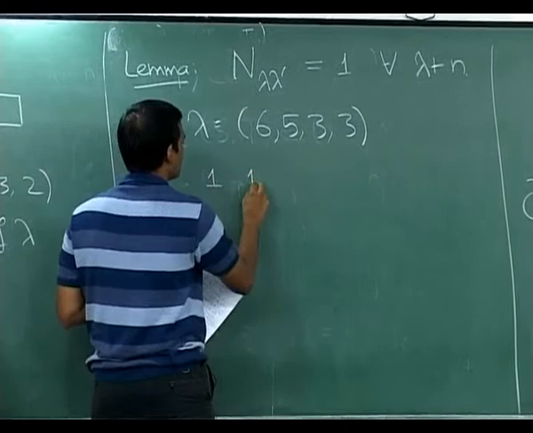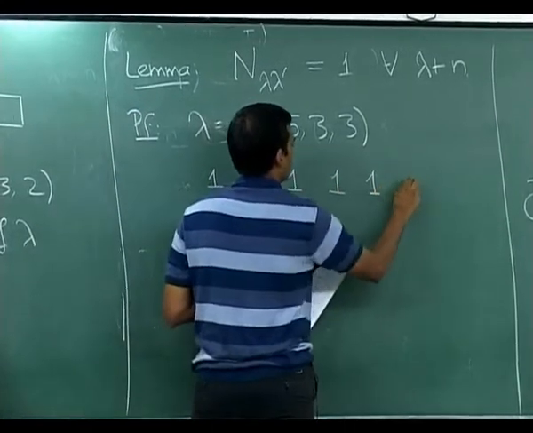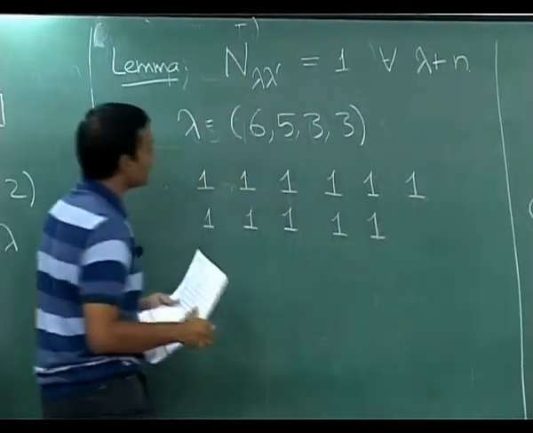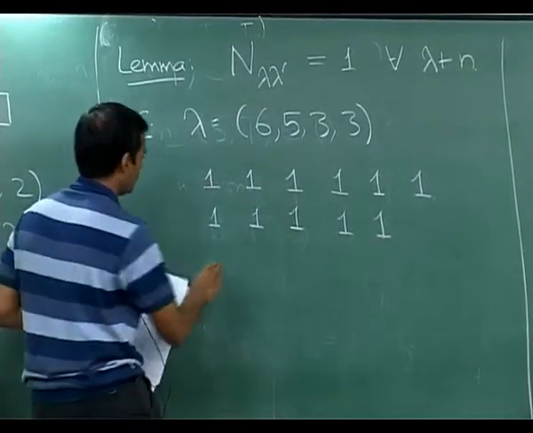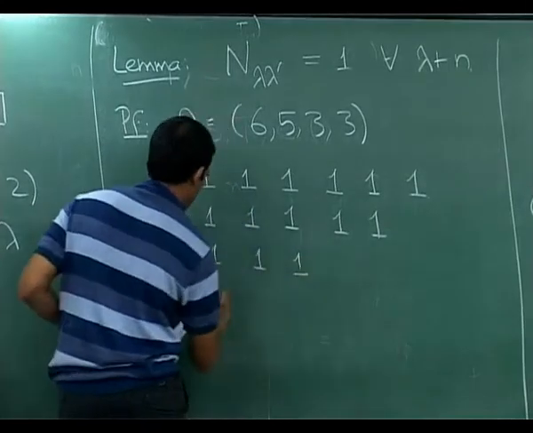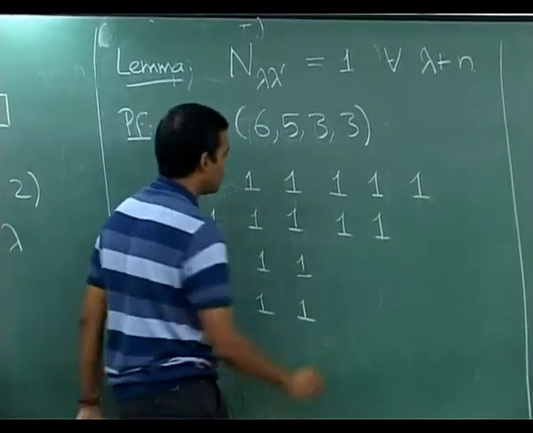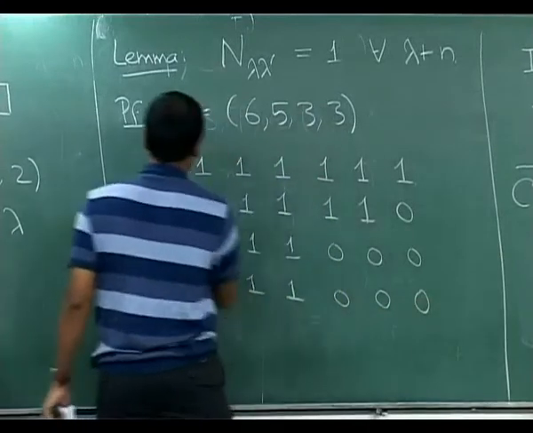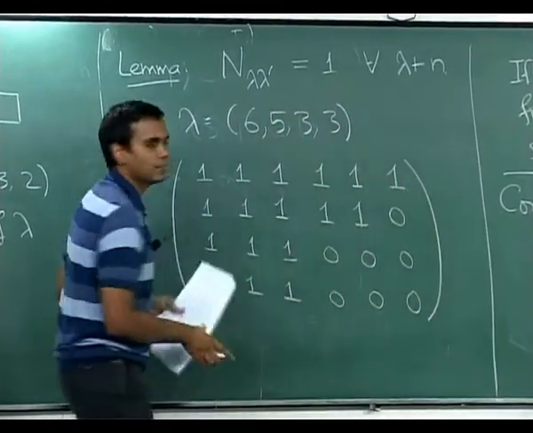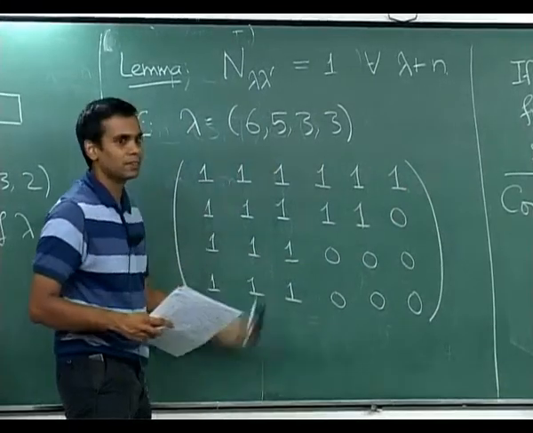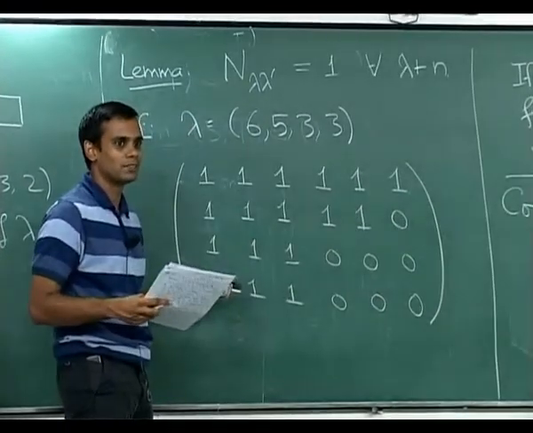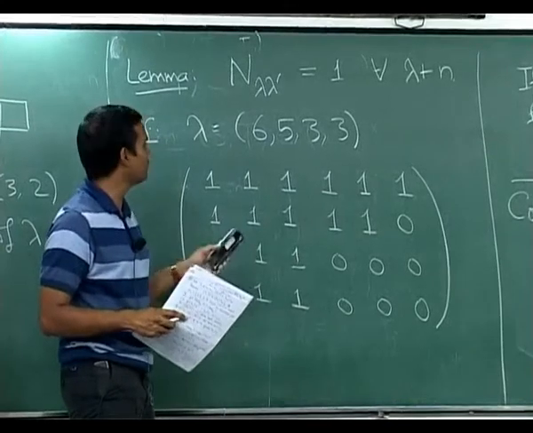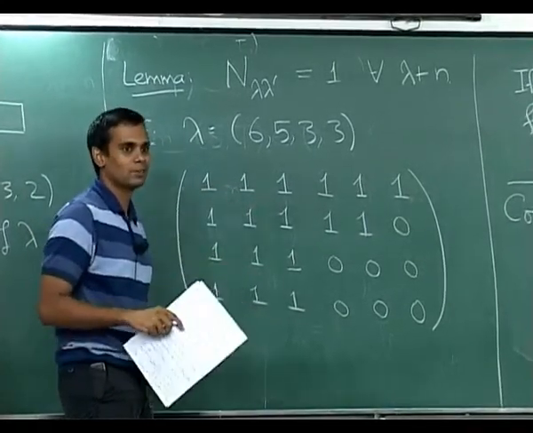So, what you do is you take 6 ones in the first row. Then you take 5 ones in the second row. Essentially I'm drawing the Young diagram with ones. But that's not what we want. We want a matrix. So you just put in zeros here and make it rectangular. What is the sum of this? It's 6, 5, 3, 3. But what are these sums? Well, these are precisely the parts of the transpose partition. So, and this is the only one. You should prove this by induction, maybe on the size of this thing or something. It's not very difficult.